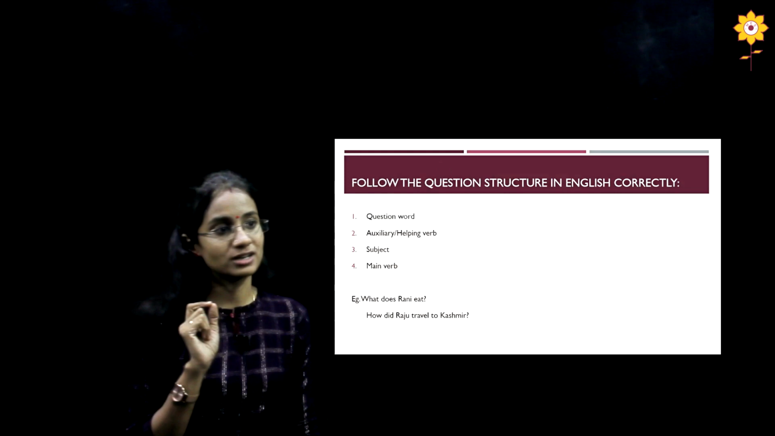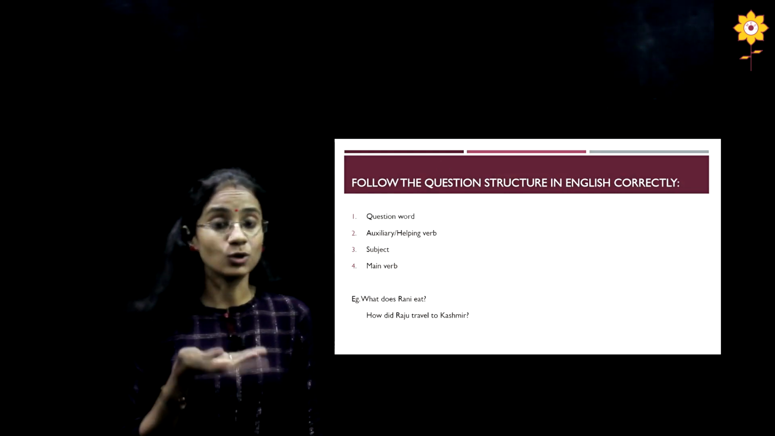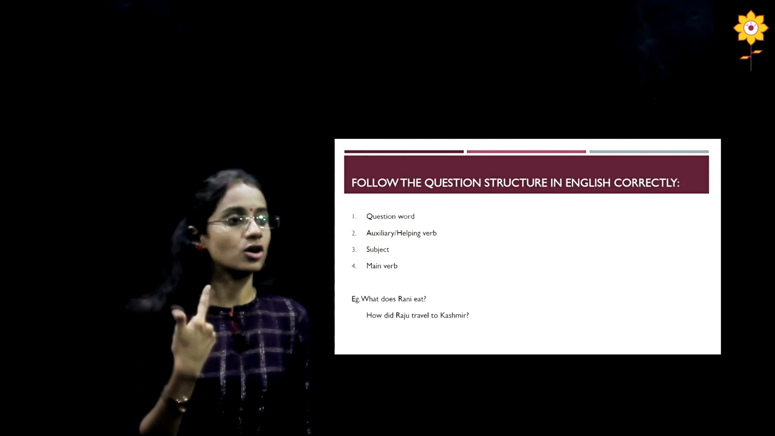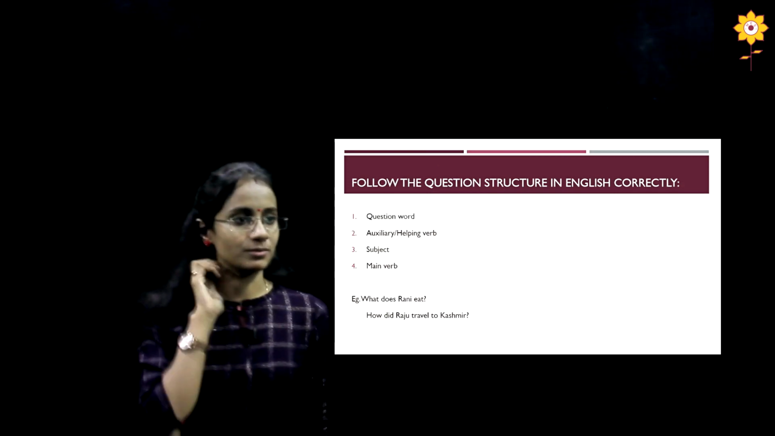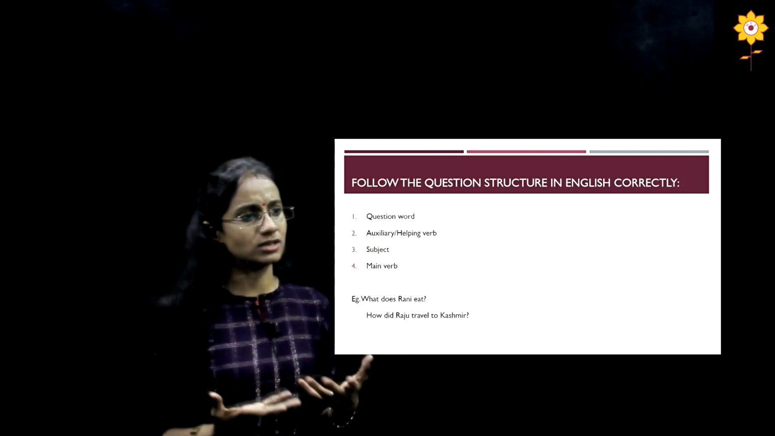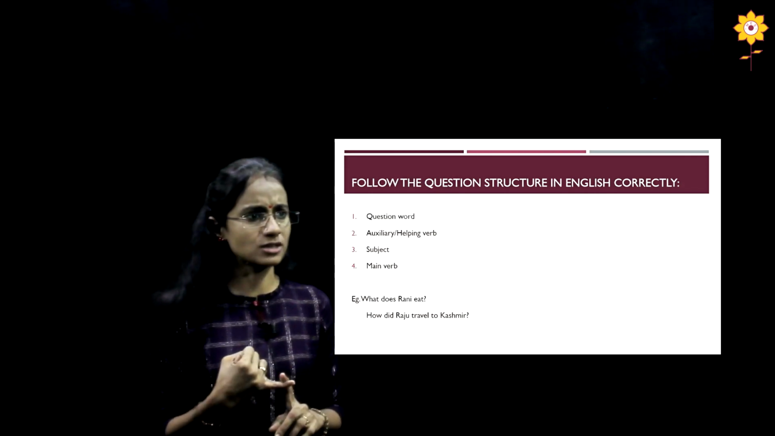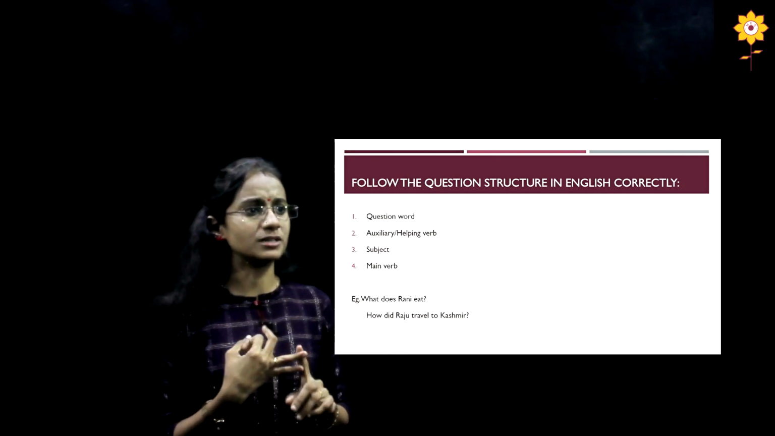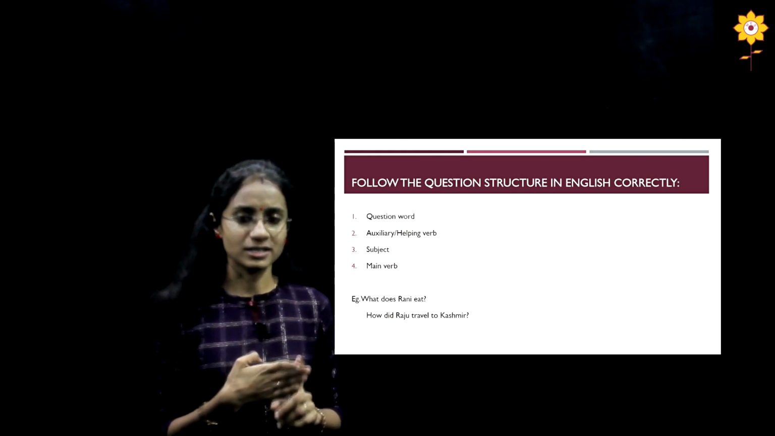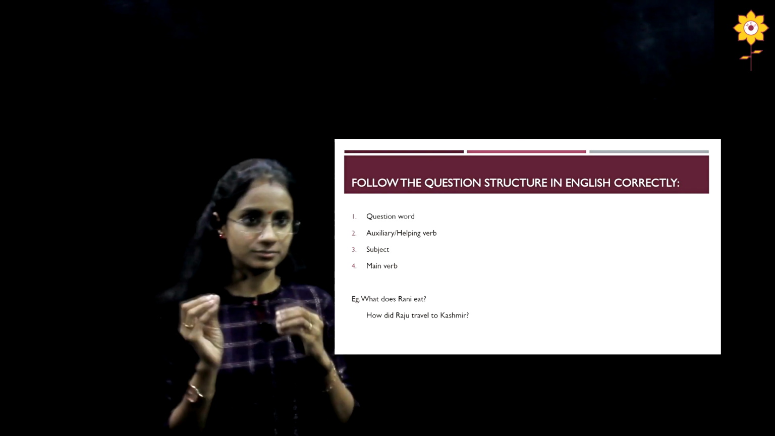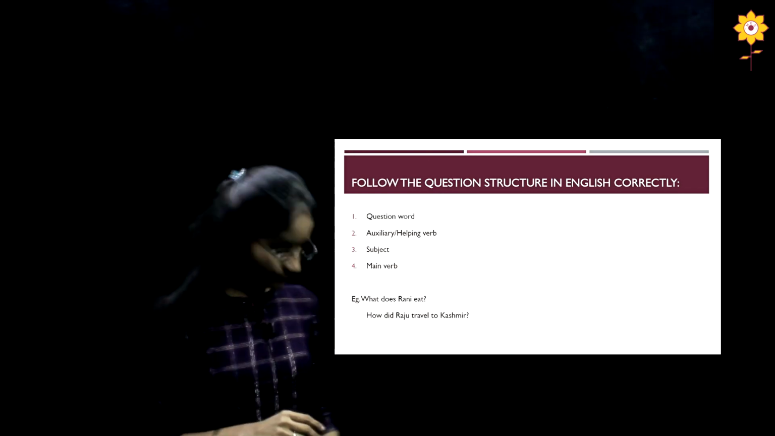Now follow the question structure in English correctly. So there is a question word, that is what, when, why, who, how. And then your auxiliary or helping verb, and then the subject, and then the main verb. Like an example which is given here, what does Rani eat? How did Raju travel to Kashmir? So how is the question word, then you have a helping verb here, your subject is there, Raju, and you also have a main verb, right? So these things should be kept in mind when you frame your questions.